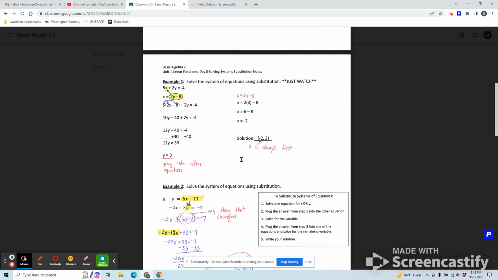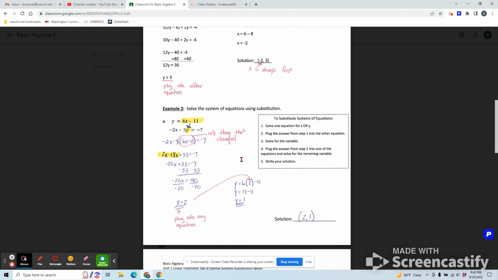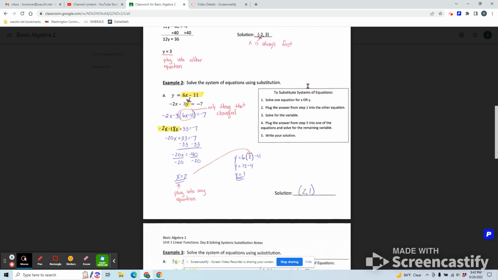Now you may be thinking there's got to be an easier way, and there's really not an easier way, but I did come up with some steps that might help you. So it says solve the systems of equations using substitution. Here are our steps for success.